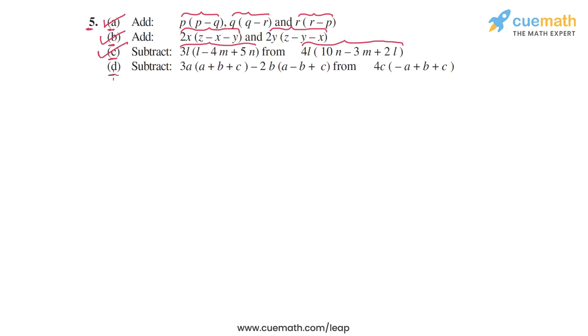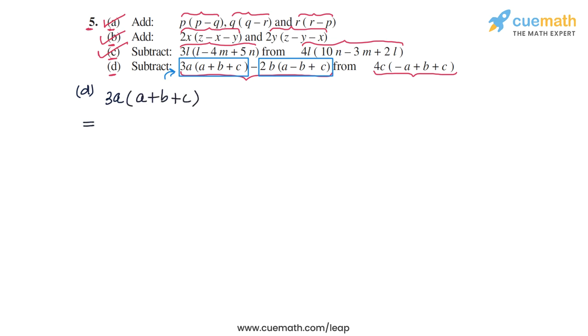Now we come to part D. In part D, we have to subtract this long expression that we have from this second expression. So let's focus on the first expression. The first expression is itself made up of two parts. There is 3a times (a plus b plus c), and then we subtract 2b times (a minus b plus c). So let's just focus on the first expression, which has these two parts, and first simplify this expression. Alright, so the first part of the first expression is 3a times (a plus b plus c).